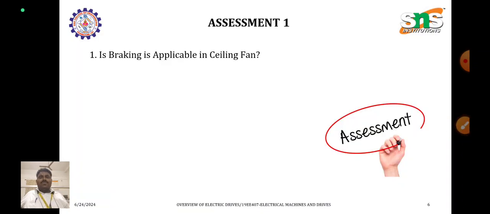So this is an assessment. Is braking applicable in a ceiling fan? Is it possible to apply braking in a ceiling fan? Put your answer in the comment section.